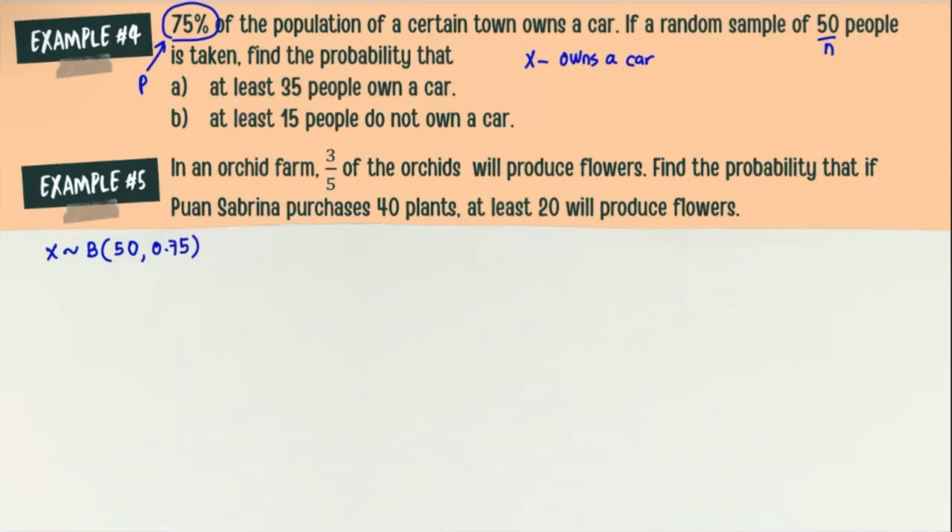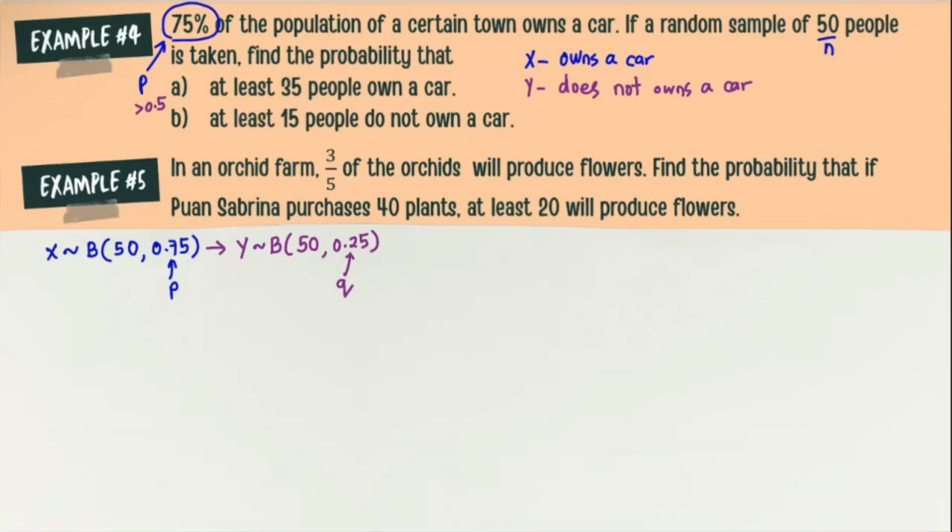So our probability of success is now greater than 0.5, so we will change it to Y. If X owns a car, then Y will be the opposite: Y does not own a car. Y will also be binomial and the number of trials is the same, but Q becomes 0.25. Here we use Q, so if this is P, the opposite is Q.